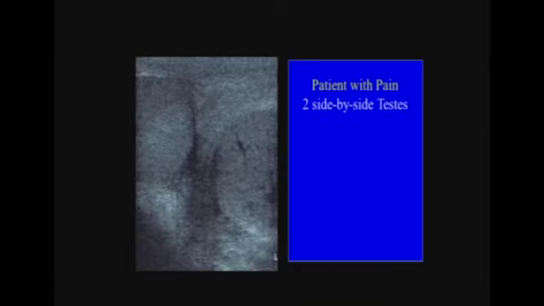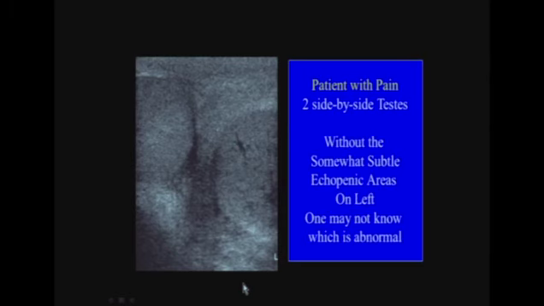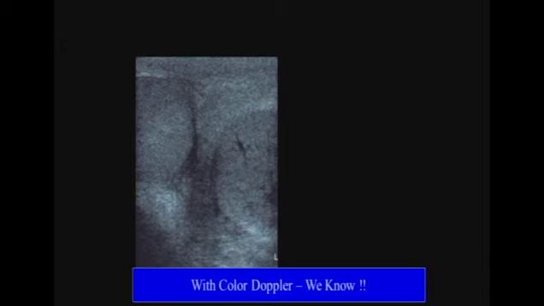We see on this linear array image, in which, from my point of view, we don't see the periphery of either the right testicle or the left testicle. We're just seeing the medial two-thirds of each testicle, but we see them side by side. So I'm showing this as an example of side-by-side testes in which you look at the homogeneity and maybe it looks similar, maybe there are subtle echopenic areas on the left, but it may be difficult to figure out what's abnormal here. With color Doppler, however, we obviously know.